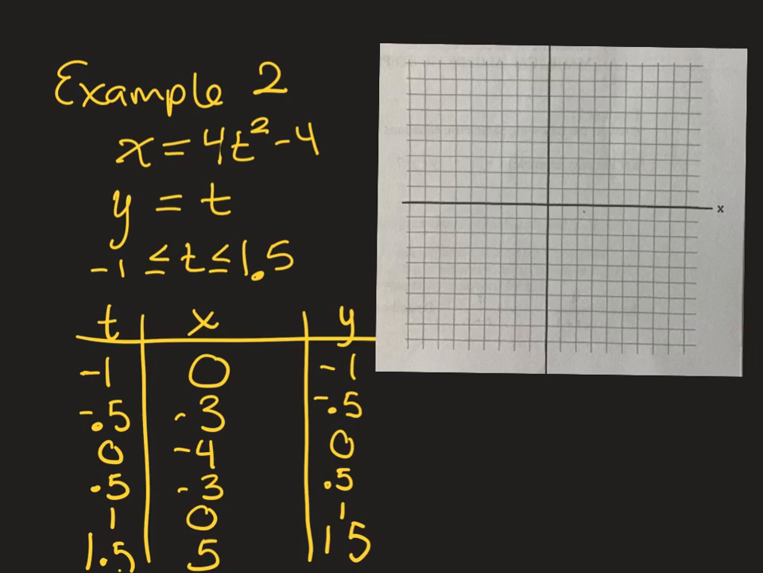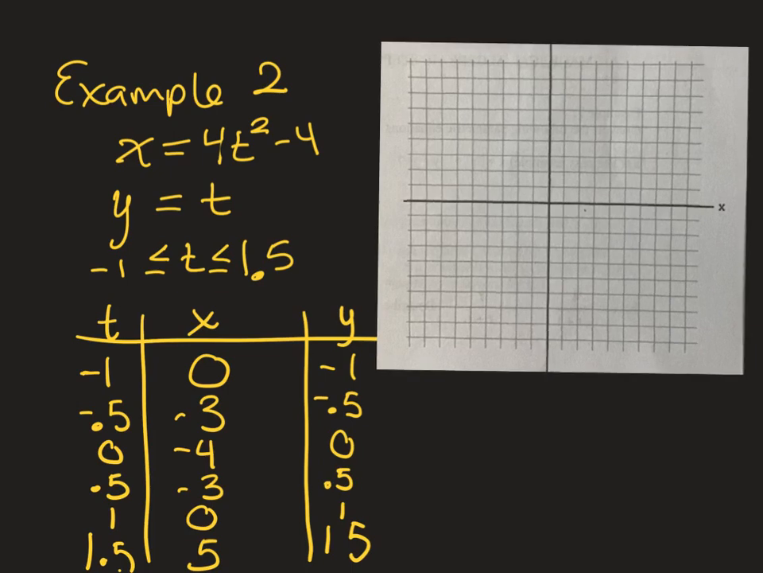Okay, so I went ahead and finished my table, and I'm going to go ahead and graph these dots. So 0, -1, oops, 0, -1, then -3, -1/2, then -4, 0, then -3, +1/2. Man, these seem really familiar. Let's see. 0, 1, and then 5, 1, 2, 3, 4, 5, 1.5. Then don't forget your orientation arrows. We went in this direction.